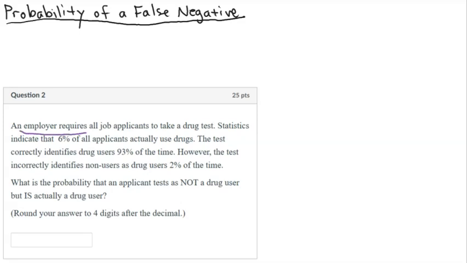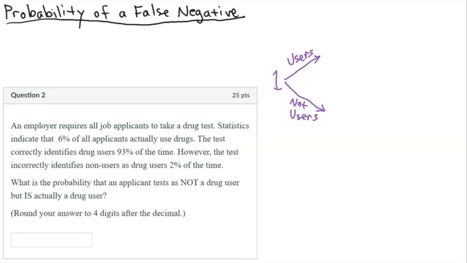We've got an employer that requires all job applicants to take a drug test. Statistics indicate that 6% of all applicants actually use drugs. So we're going to start off a tree diagram here, and we're going to start it off with a 1, meaning 100% of all applicants. And we can split all applicants into two categories: those that are drug users, we're just going to call them users, and then those who are not drug users, we're going to call them not users, okay?